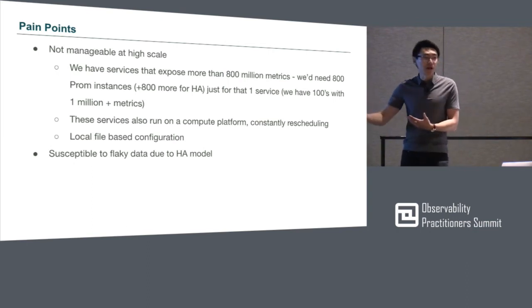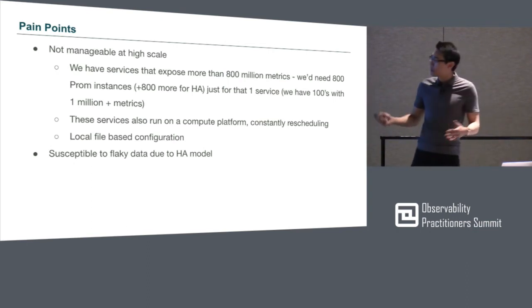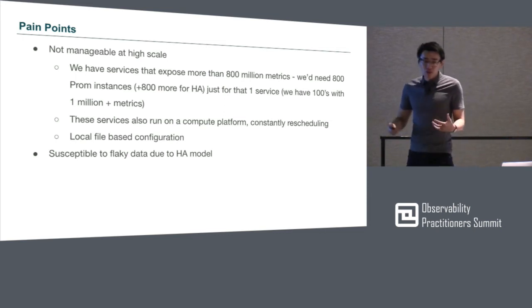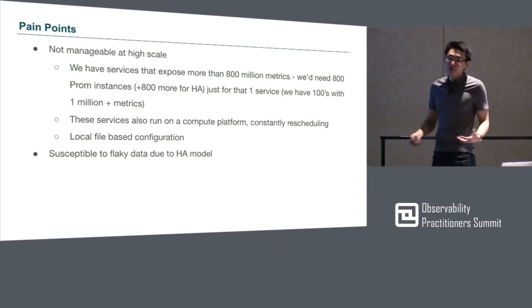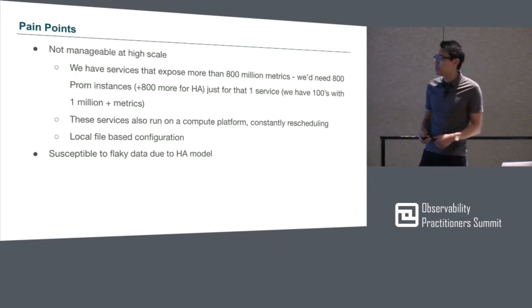As you saw earlier, with one line of code, you can emit millions of metrics. So this is quite an easy situation to get yourself into. The services also run on a compute platform, so they're rescheduling all the time, right? So it makes the discovery problem, the tracking problem, even harder, because it's constantly changing.